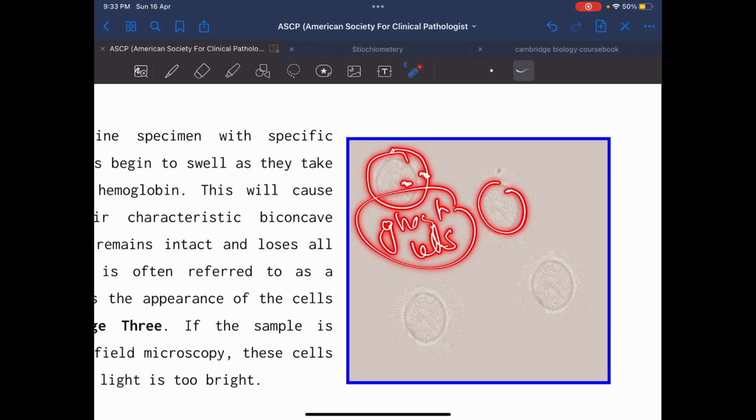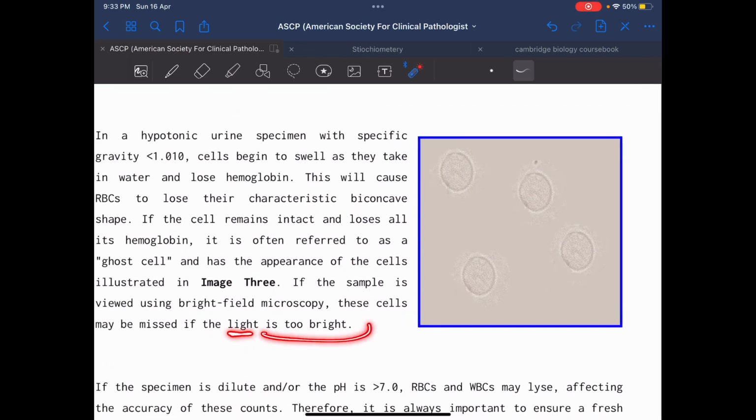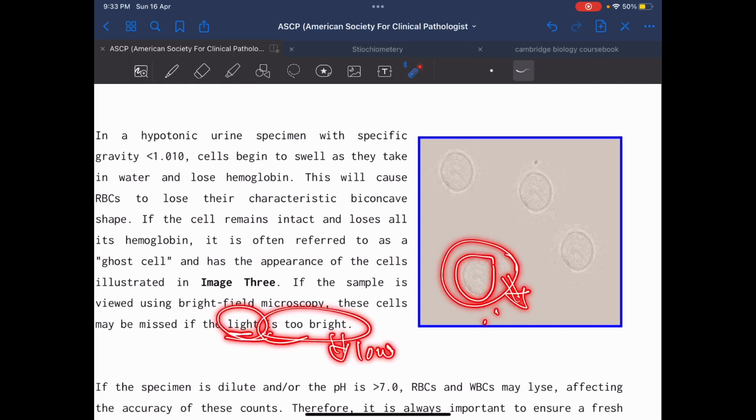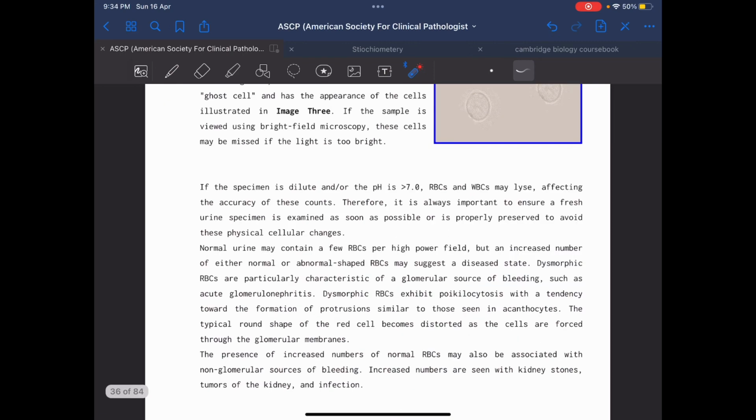To detect ghost cells, we need to take care about the light. If it is too bright, you will miss identification of the ghost cell. You need to adjust the light to a little lower brightness, so you can detect these ghost cells. In case the specimen is diluted and or the pH is alkaline, this means more than 7, RBCs and white blood cells may lyse, affecting the accuracy of the cell count under the microscope. Therefore, it is always important to use a fresh urine specimen as soon as possible, properly preserved, to avoid physical changes in RBCs and white blood cells.